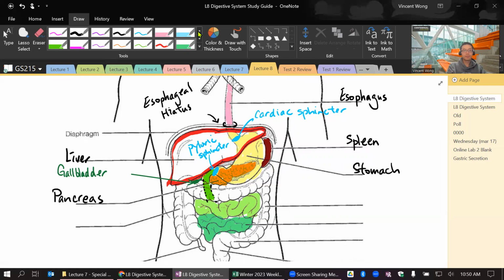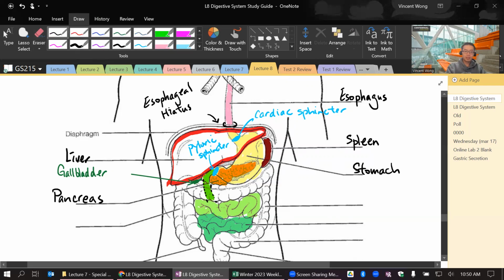Okay. I'm not sure what the best way to do this is. I'm just gonna call it 1, 2, and 3. I'm just gonna use this label. Okay, so that's the small intestine.